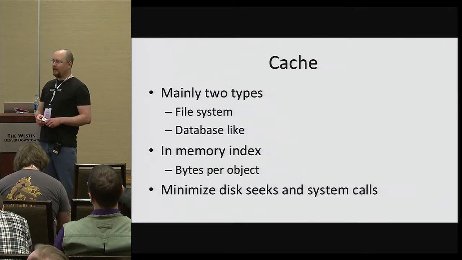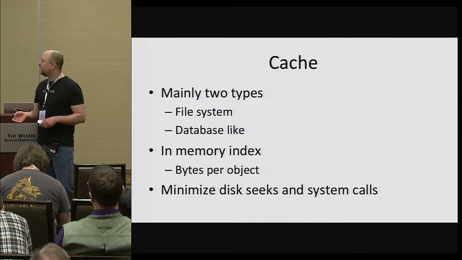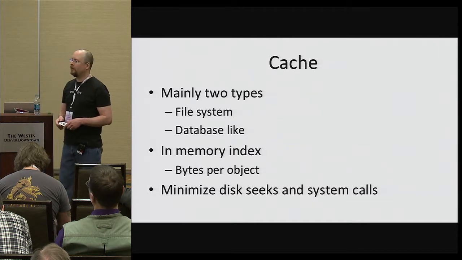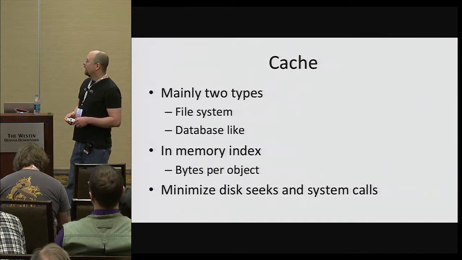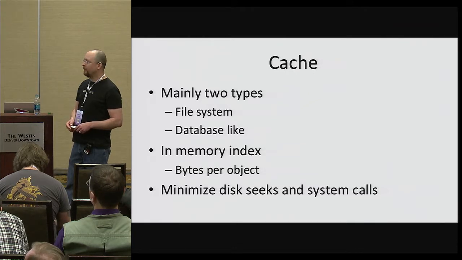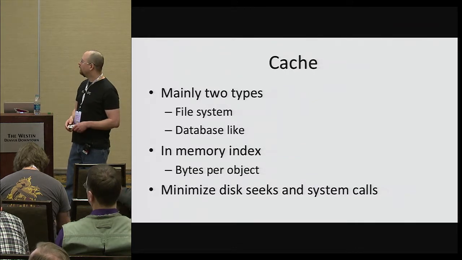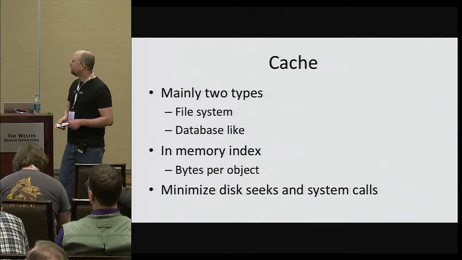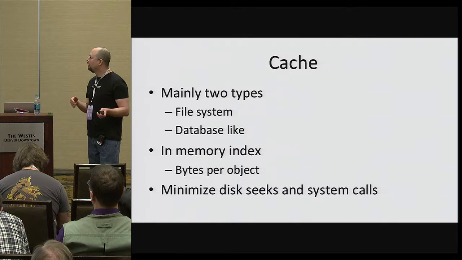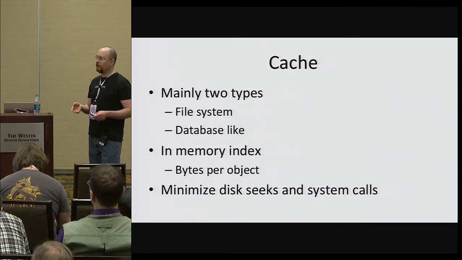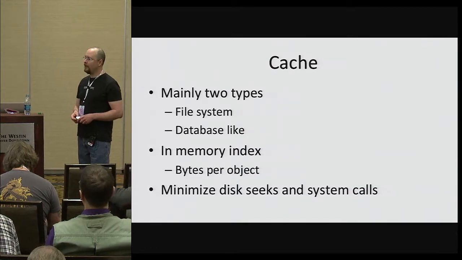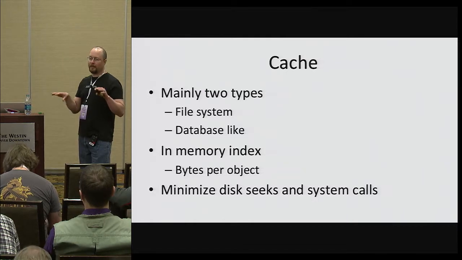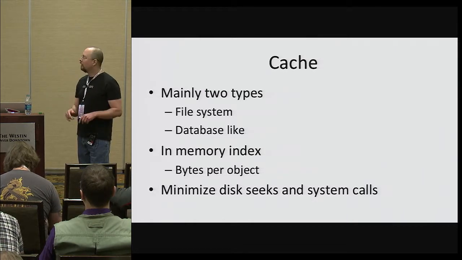And then there's database-like, where it uses either the raw disk or does direct I/O on a file. And it basically manages how the objects are placed inside this file. It manages indexing and everything. And then also with caching, you can have in-memory indexes. So Squid and ATS, they both have, you can have full in-memory indexes of all the objects on the disk.